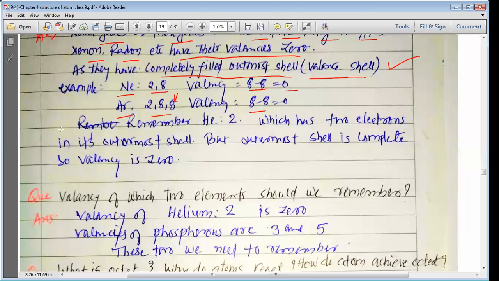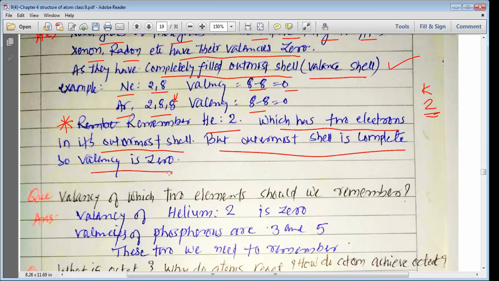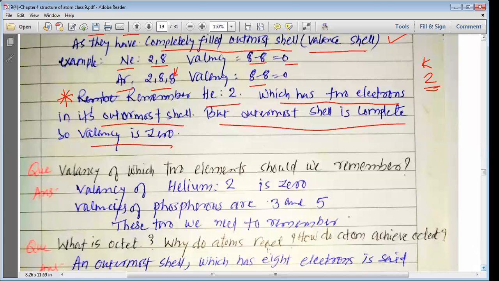Remember, you have to remember this. That is what you need to remember well. For helium, the electronic configuration is 2, but we know that the K shell can hold a maximum of 2 electrons. So here, the K shell has been completely filled, and that is why the valency of helium is considered to be 0. It has 2 electrons in its outermost shell, but the outermost shell is completely filled, and that is why the valency is considered to be 0 for helium. Please remember, the valency of helium is 0 because the K shell in helium is completely filled.